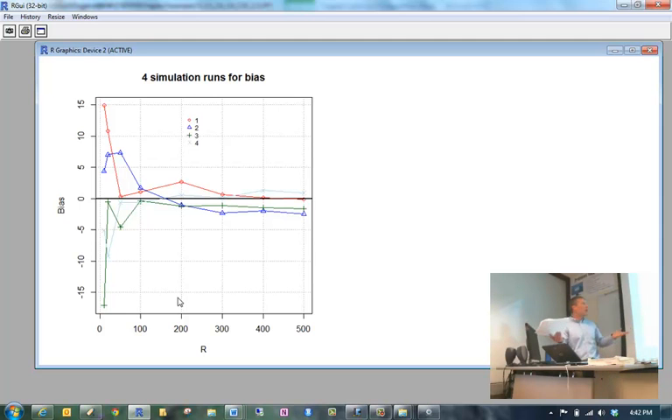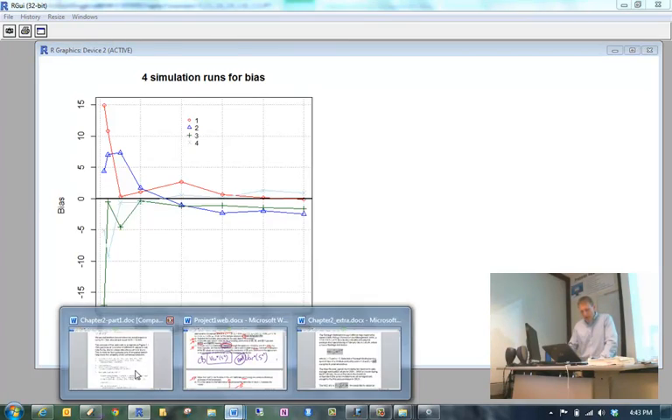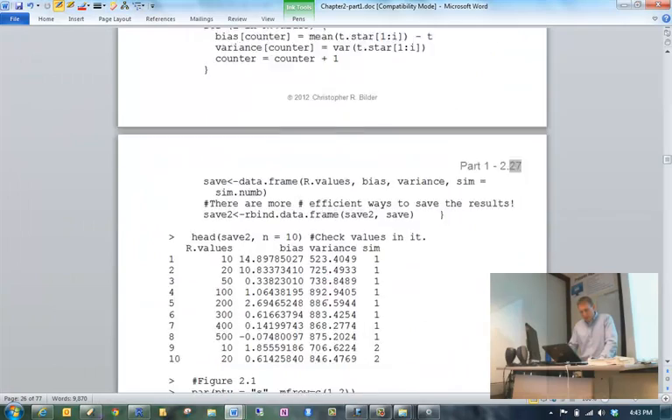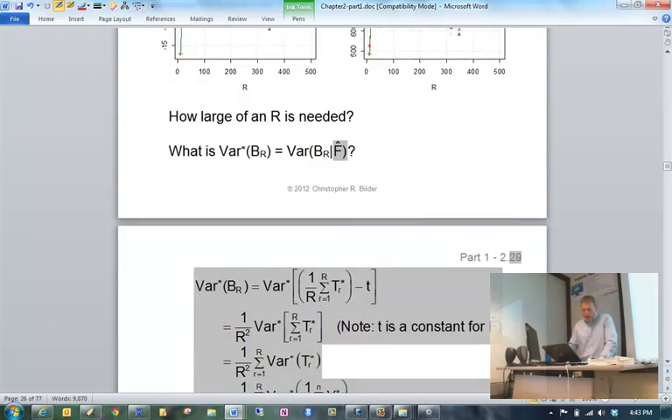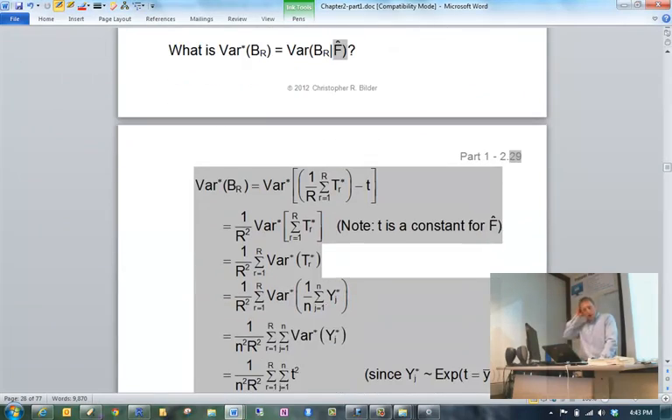So, how large of an R is necessary? Well, maybe R equals 300 would have been enough. Obviously, 500 does pretty good too. But another way to kind of answer that question is to look on page 228, at the very bottom. And we can derive some of the stuff mathematically. So what is the variance star of the bias, this bias estimate?